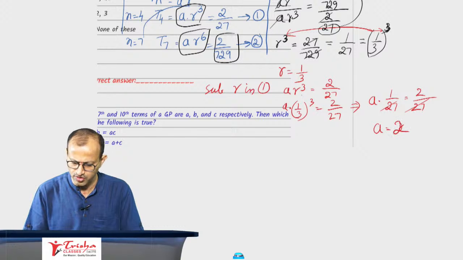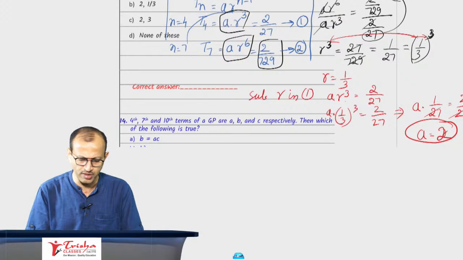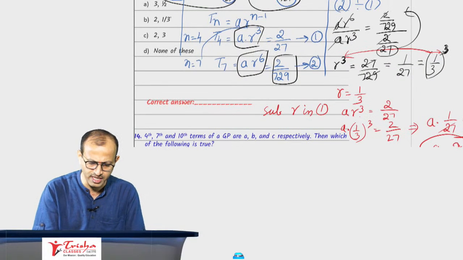So a value is equal to 2. So a value 2, r value 1 by 3. 2 and 1 by 3. The correct answer is choice B.